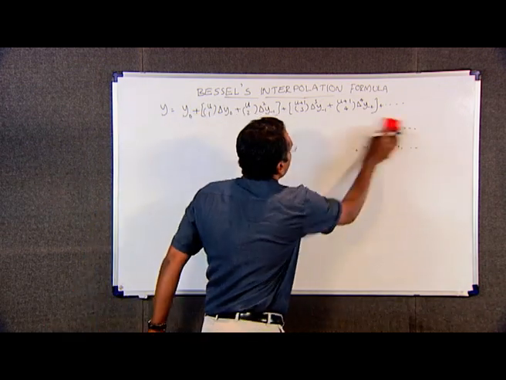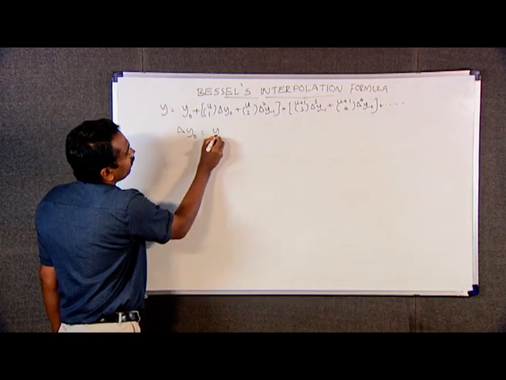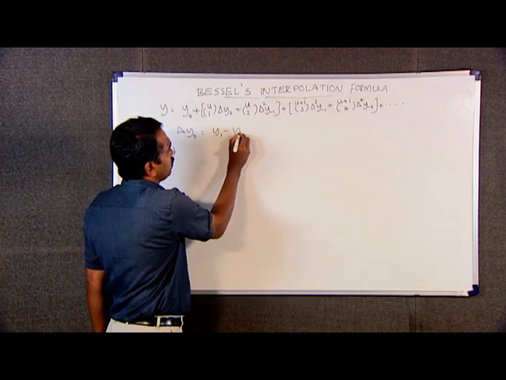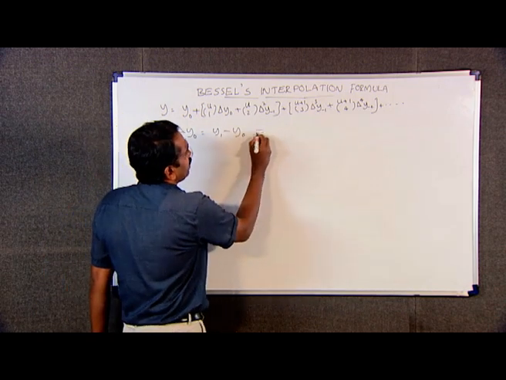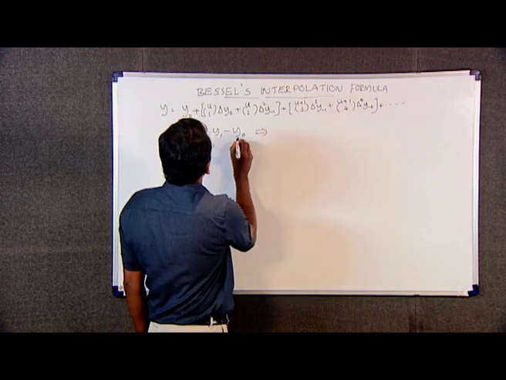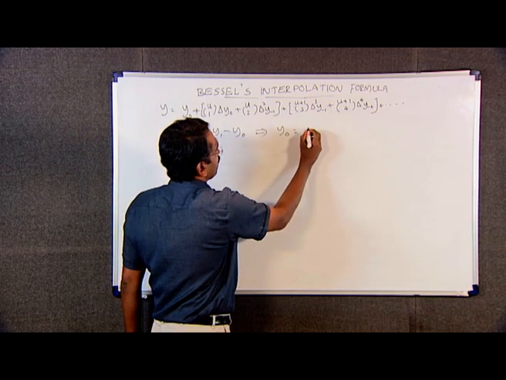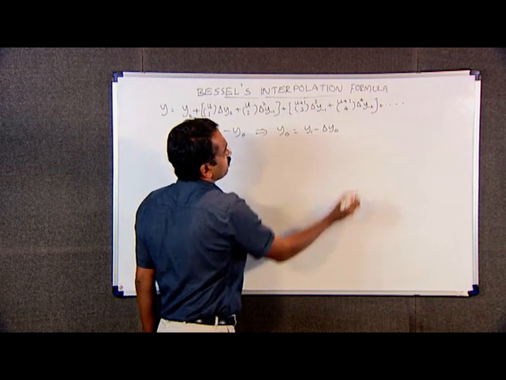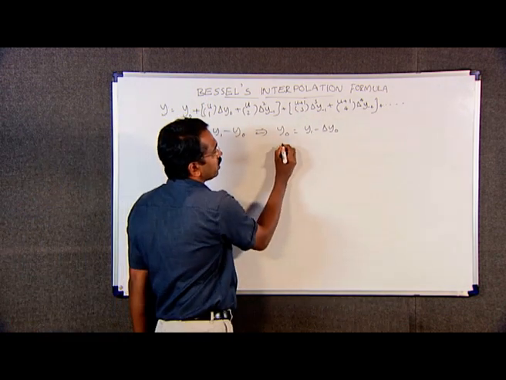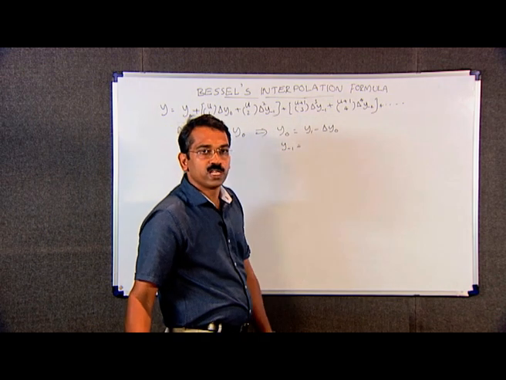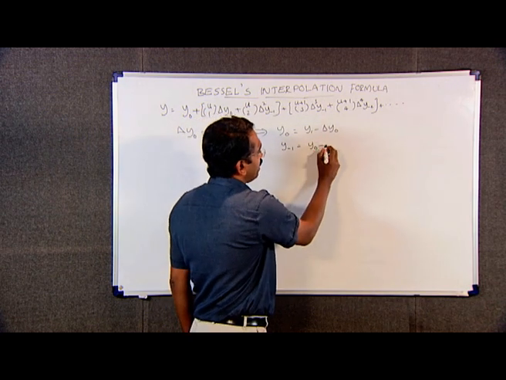Now, we know that delta y0 is equal to y1 minus y0, that is the forward difference. From this we can write y0 as y1 minus delta y0. Similarly, we can write y minus 1 as y minus 1 is equal to y0 minus delta y minus 1.